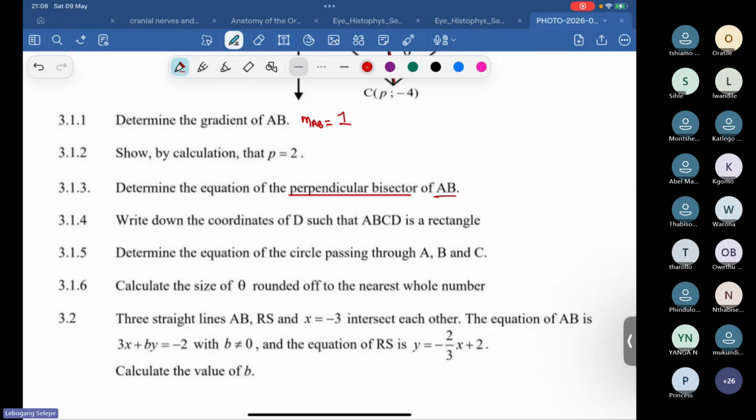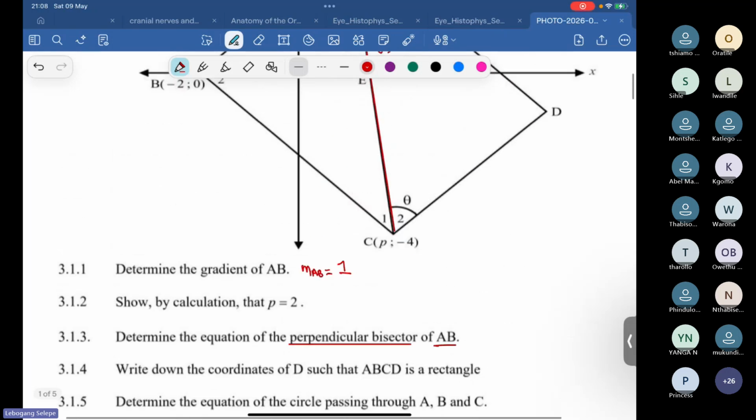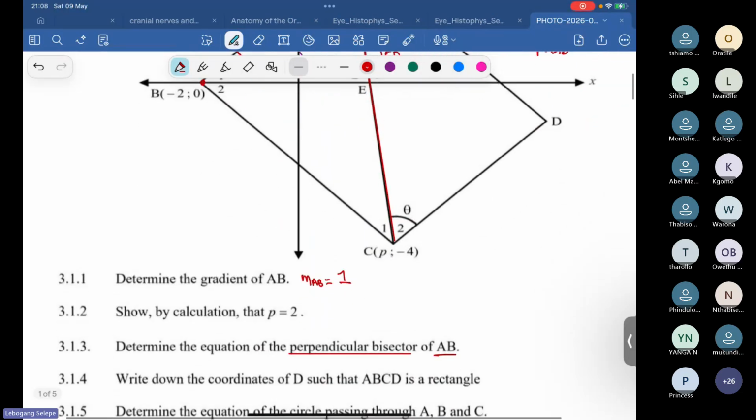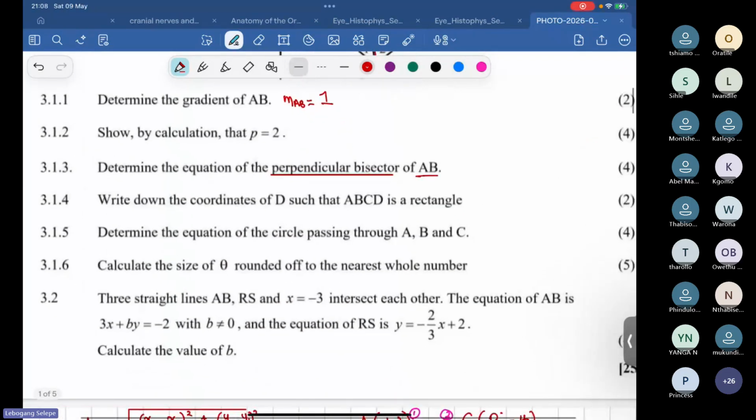Now, the fourth one is saying to you, write down the coordinates of D such that ABCD is a rectangle. Now, remember that no one told you that this is a rectangle, right? Now they are saying to you, okay, now we are telling you that ABCD is a rectangle. And I said to you guys, you need to read and study the properties of quadrilaterals because they're very important. This is an example of a question that needs you to understand that.